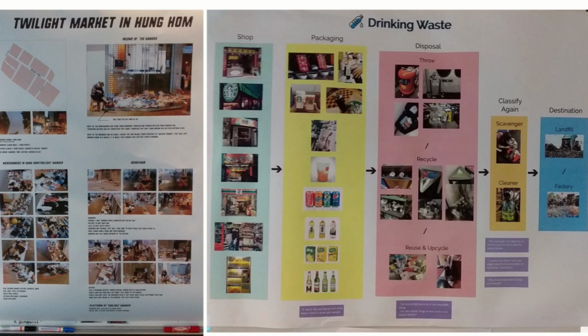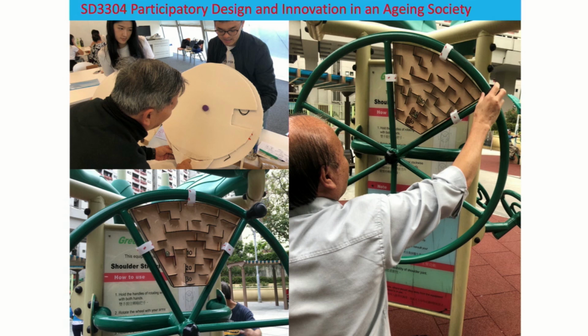Okay, if you have some concern, then you need to go out and find out the issues, and then you come back with some kind of ideas to resolve the concerns. So, an example from another subject called Participatory Design and Innovation in an Aging Society. We attempt to engage young people to work with elderly people so that we could come up with some kind of ideas of how to develop some design for elderly. This is one of the examples where students try to make some design and test it in the local park, and then talk to the elderly users and see whether or not it works.